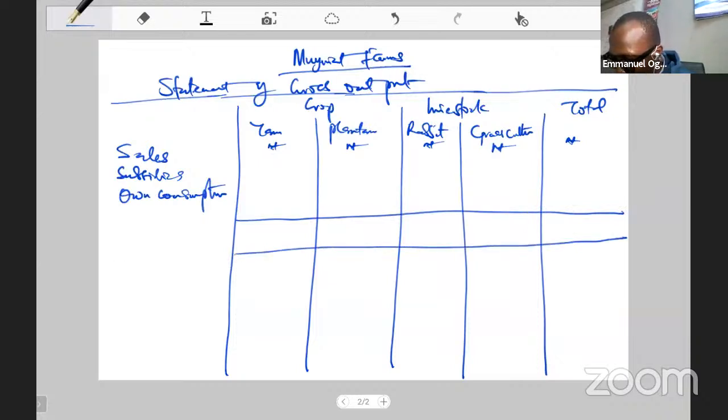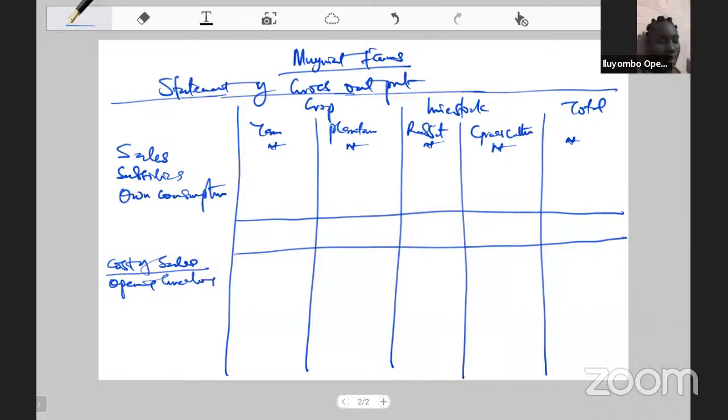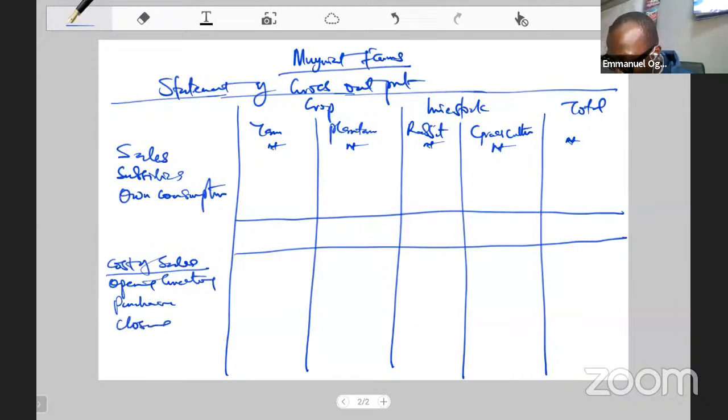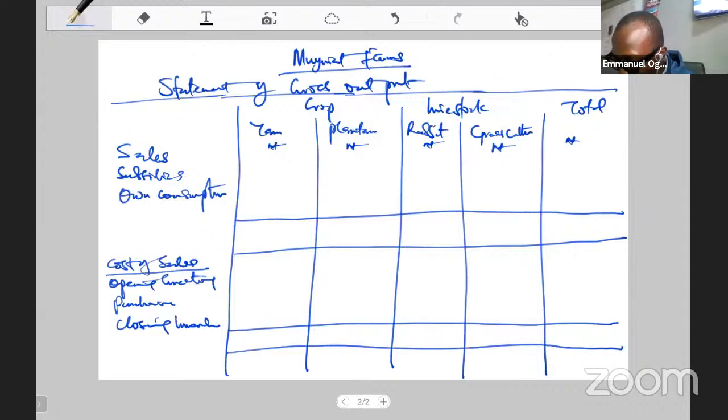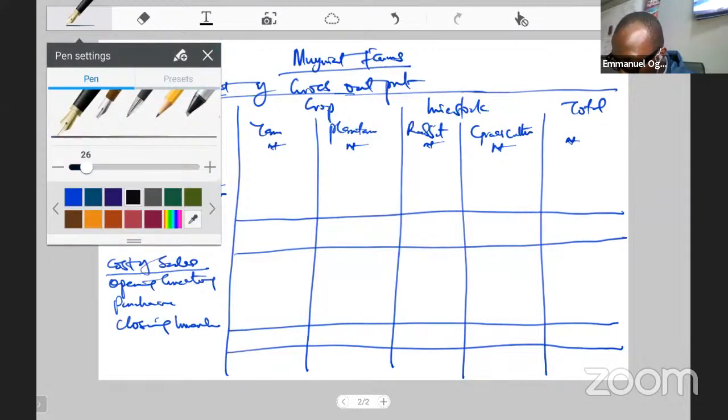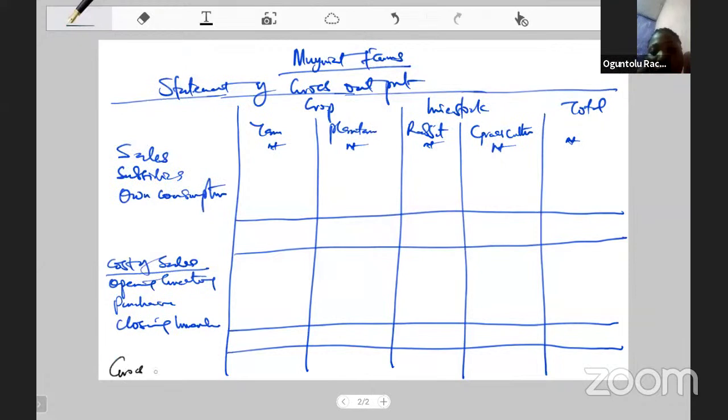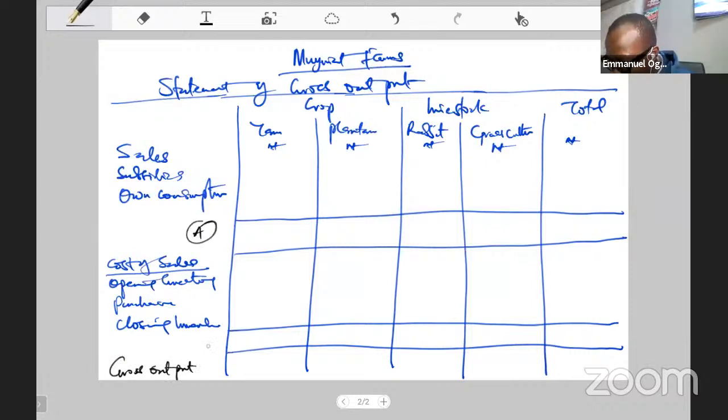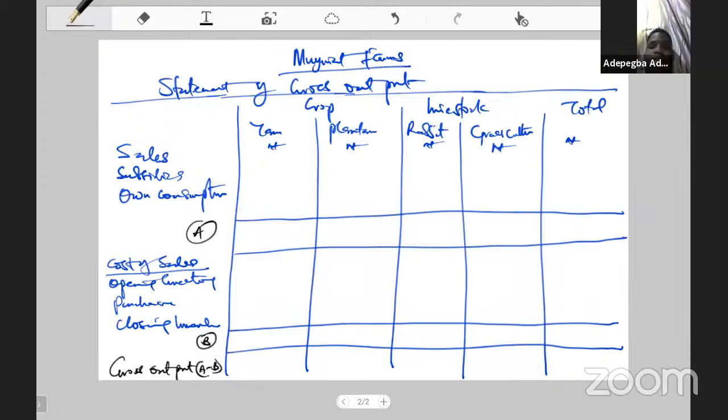Then what's the next aspect we are looking at? Our cost of sales. For the cost of sales, what will be the first item? Opening inventory. After opening inventory, what do I have? Purchases. After purchases, what do I have? Closing inventory. So the closing inventory will close the record, so that at the end of the day, what are we trying to get? Our gross output. And don't forget, this is A, this is B. To get our gross output, it will be A minus B.